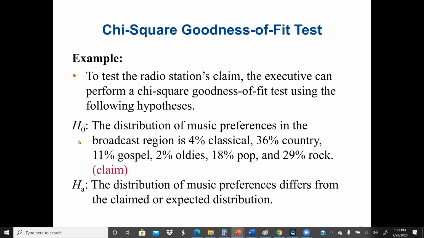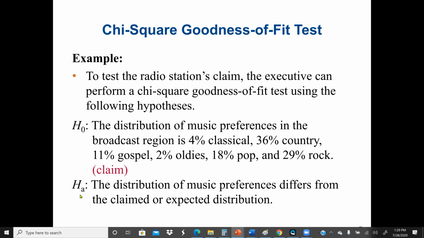So our claim for H0 says that the distribution of music preferences in the broadcasting region is 4% for classical, 36% for country, 11% for gospel, 2% for oldies, 18% for pop, and 29% for rock. So these are the claim. We can see 1, 2, 3, 4, 5, 6 different categories.